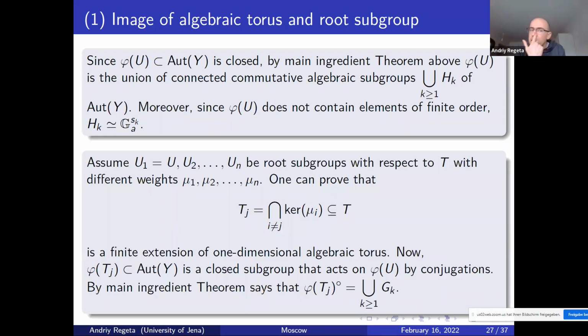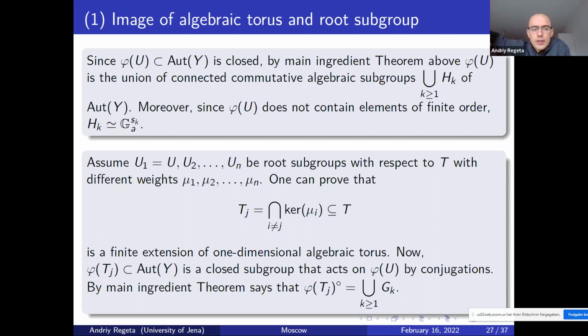Assume we have n root subgroups with respect to t. And this we can always assume, of course, because once we have one root subgroup, we have many of them. So assume these root subgroups have different weights, mu_1, mu_2, and so on, mu_n. One can prove that T_yacht, which is the intersection of all ker mu_j except ker mu_i, is a finite extension of a one-dimensional algebraic torus.